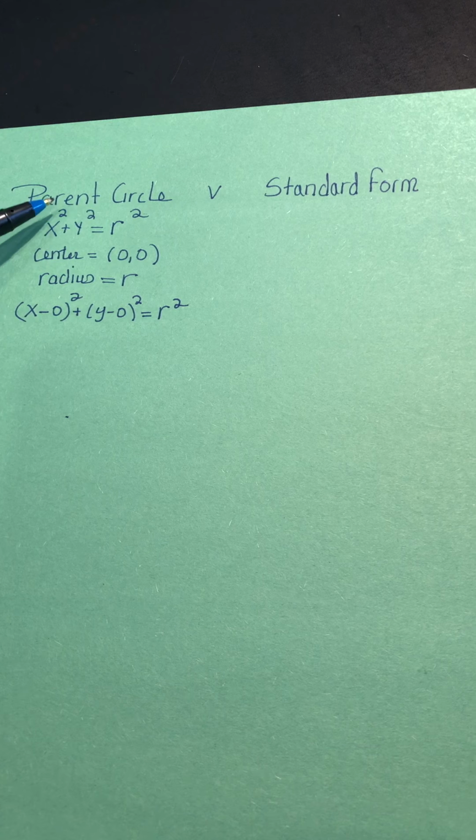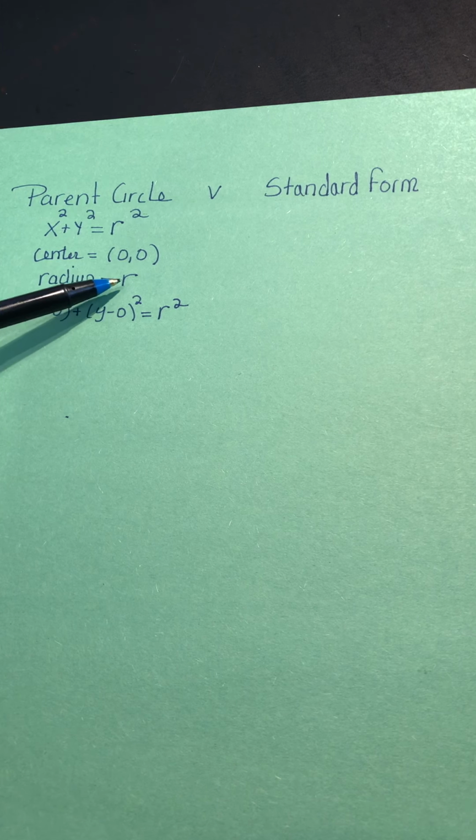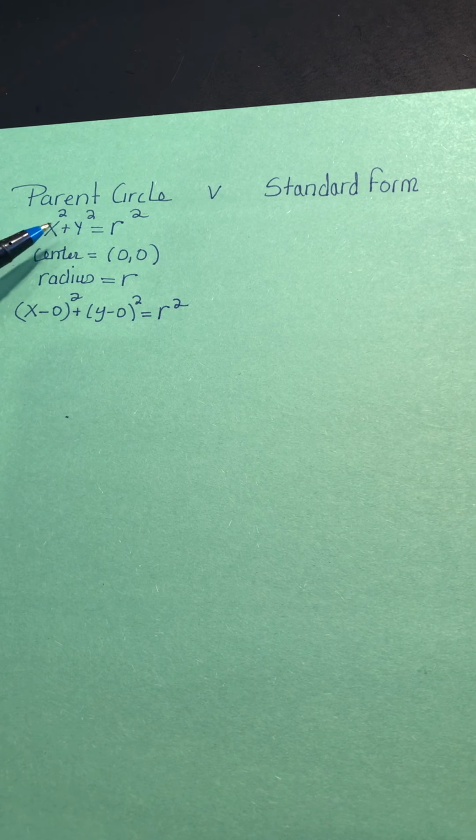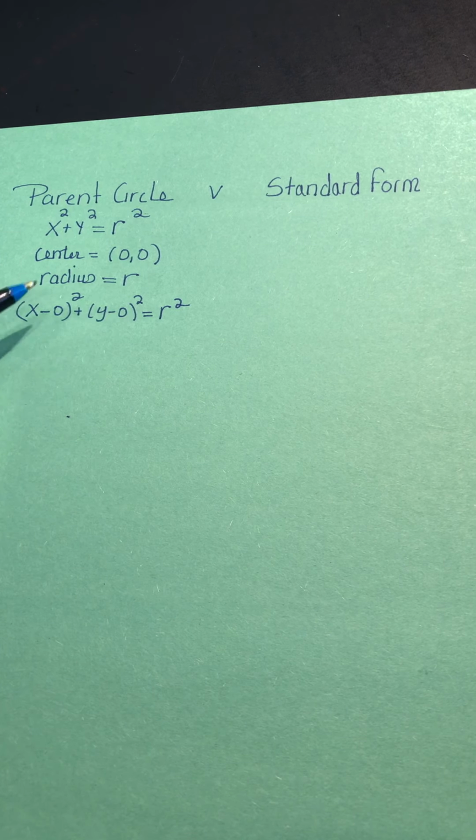Now, this particular parent circle and all parent circles are centered at the origin (0, 0), and they have a radius of r. Now notice I could have written this equation a little differently. I could have said that technically x squared is really like (x minus 0) squared, and y squared is really like (y minus 0) squared. So you can see that the center point actually comes from the two values here, okay?